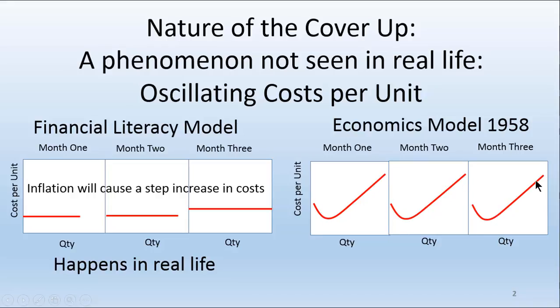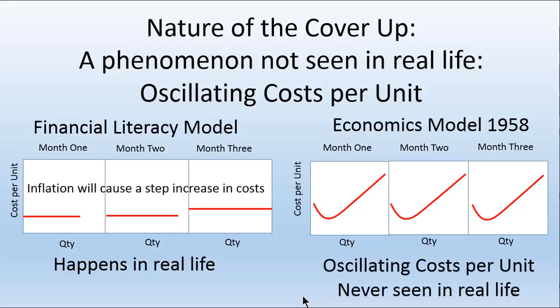And it's like, dear Dr. Samuelson, please explain this. Why does this happen? It would be pretty embarrassing if Mr. Samuelson couldn't explain what was going on. So this is what I refer to as oscillating cost per unit. It is never seen in real life, and therefore the economists wanted to cover it up.